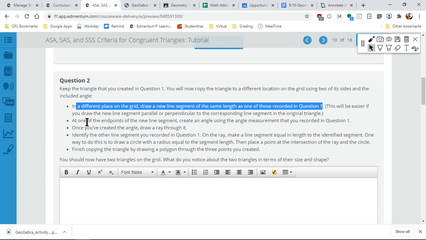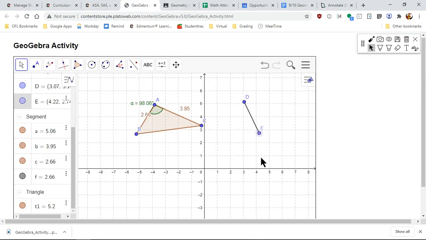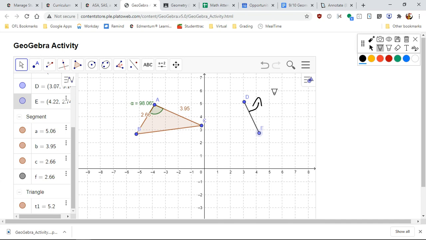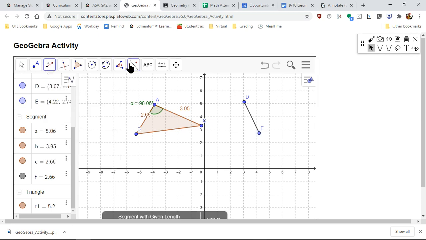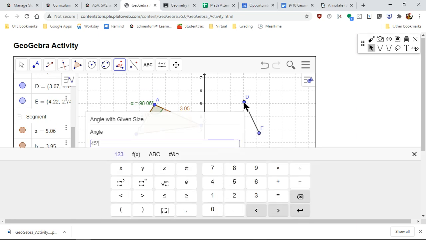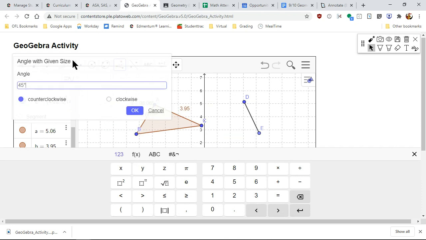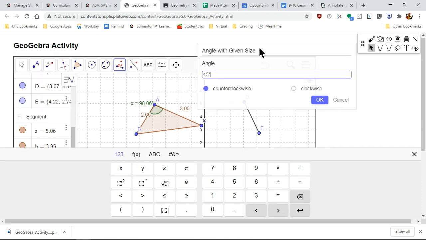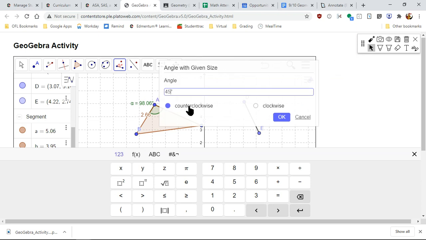At one of the endpoints of the segments, create an angle. So we're going to want to make this angle, the A. And I want it to be counterclockwise. That's always a good thing to decide right off the bat if we're doing counterclockwise. So here, I'm going to do given size. I'm going to go from E to D. I want to do this counterclockwise, which it already is, and it's 98.06.